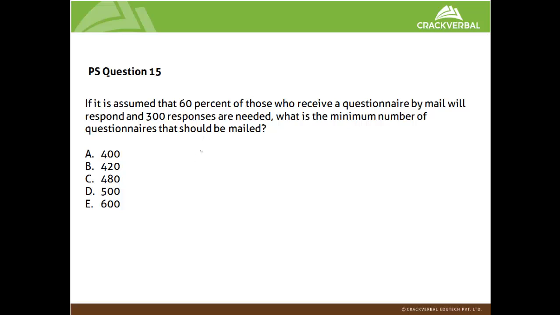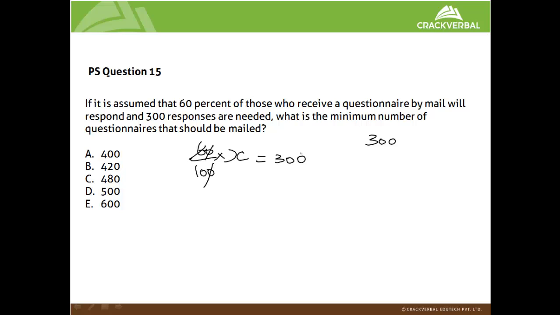Here the question says, if it is assumed that 60% of those who receive a questionnaire by mail will respond. Let's say X is the number of persons who receive the questionnaire. But out of this only 60% of them respond, and they need a minimum of 300 responses. So basically 60% of X should be equivalent to 300. Let's equate it: 60 by 100 into X is equal to 300. Let's solve it.